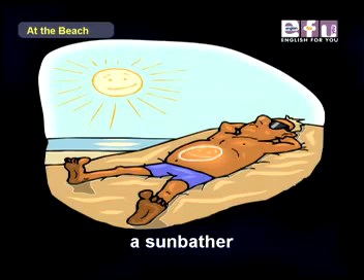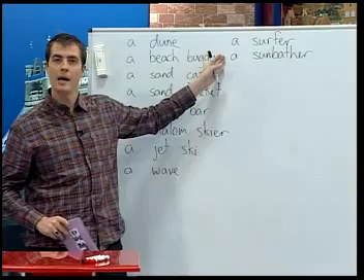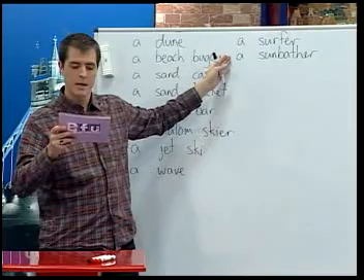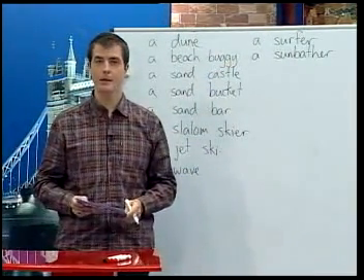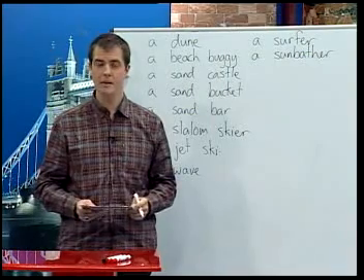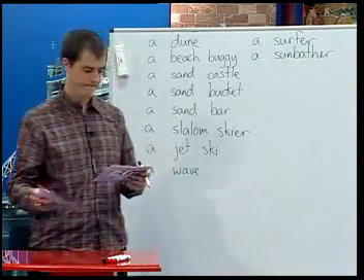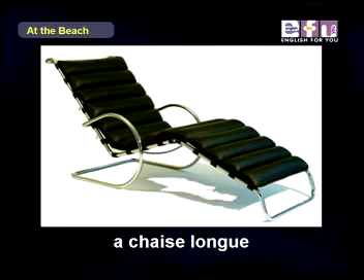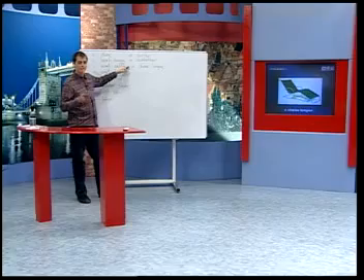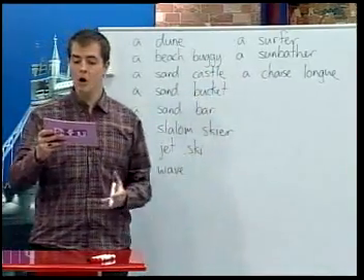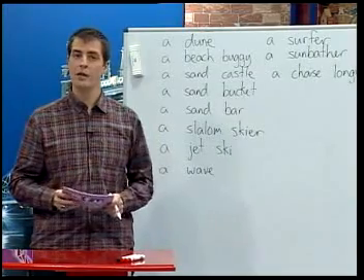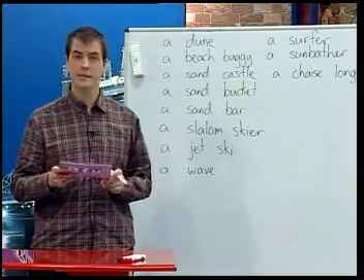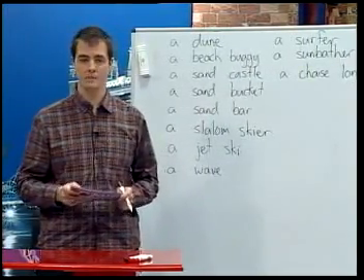A sunbather. A sunbather is a person who likes to lie in the sun. And this person can either suntan or sunburn. A chaise longue. A chaise longue is a long chair with a back that can be upright for sitting, or it can lie flat for sunbathing. And it's used on the beach.